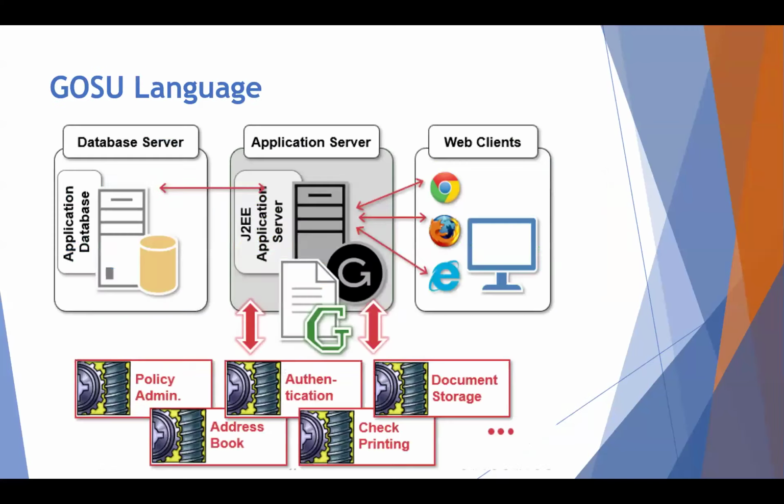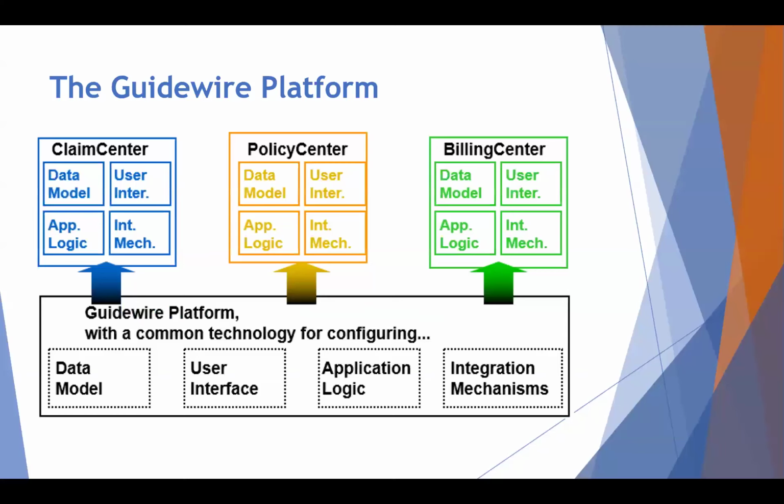So let's now get into the architecture in simple terms. There are four modules in each center, whether Claim Center, Policy Center, or Billing Center. You can divide that into four different modules: the data model, user interface, application logic, and integration mechanisms.